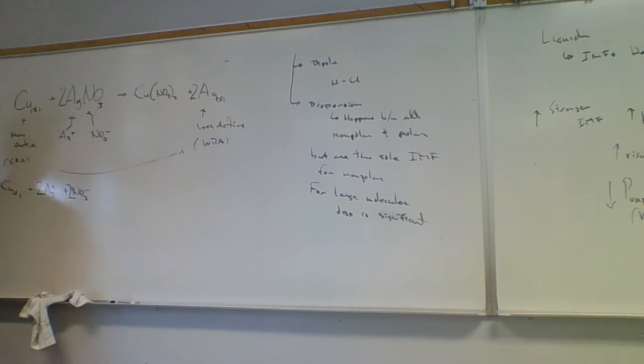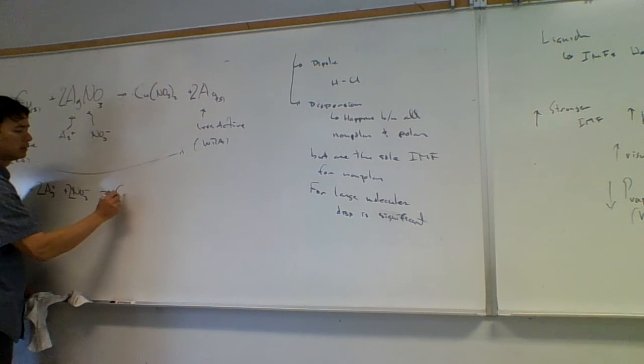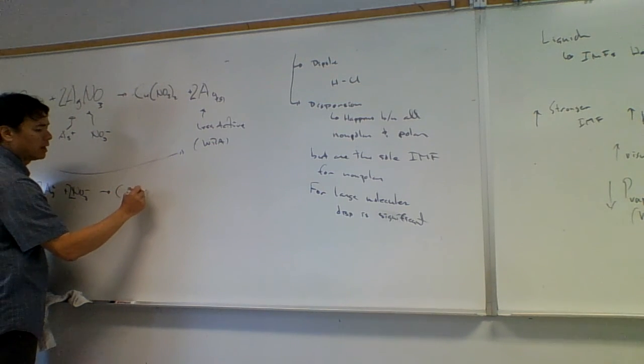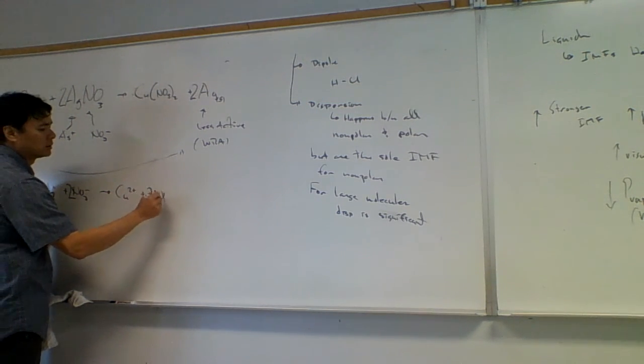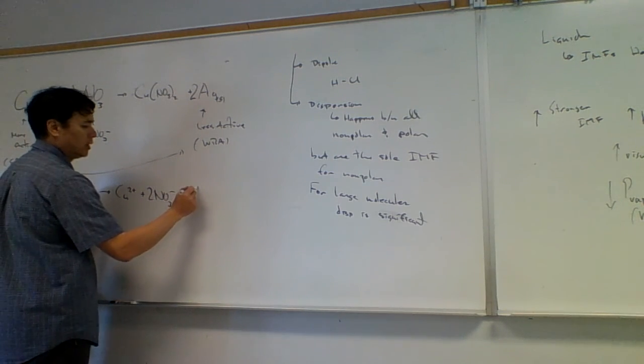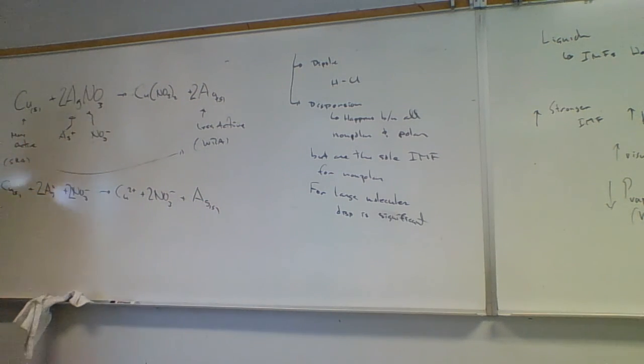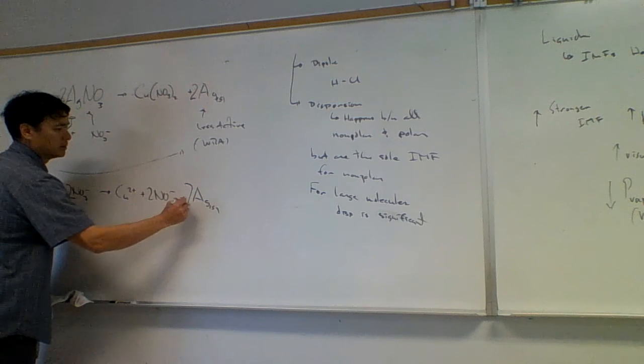People don't put 2. Okay, copper 2 nitrate. Do we ionize it? Yes. It's going to go to copper 2 plus how many nitrates? 2. Silver metal. Do we ionize it? Leave it alone. You gotta still put 2. Yeah, I got the 2. This is not balanced.